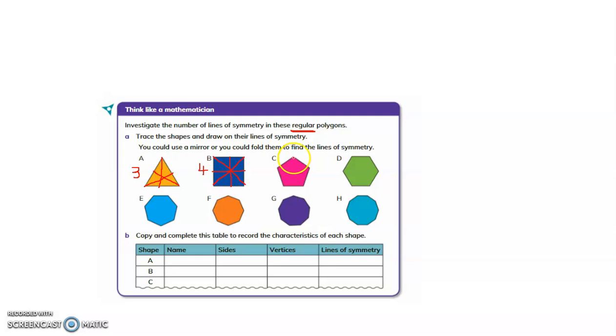Now look at the pentagon. This is one line of symmetry. This is the second line of symmetry. This is the third line of symmetry. Fourth line of symmetry. Fifth line of symmetry. That is, if we draw a line from a vertex of the pentagon to the middle of its opposite side, it is symmetrical.